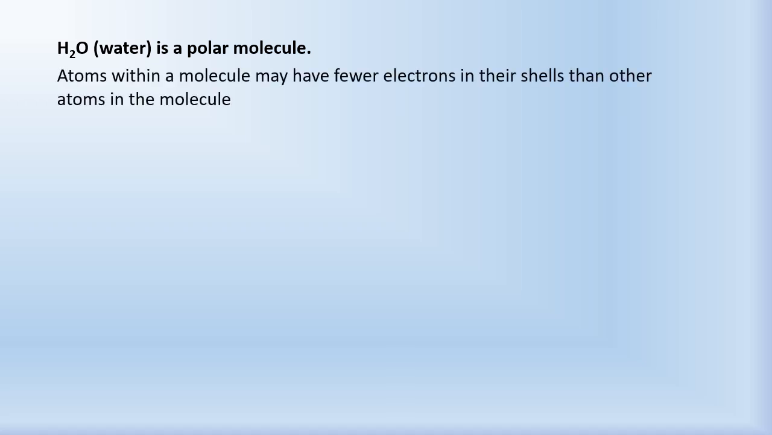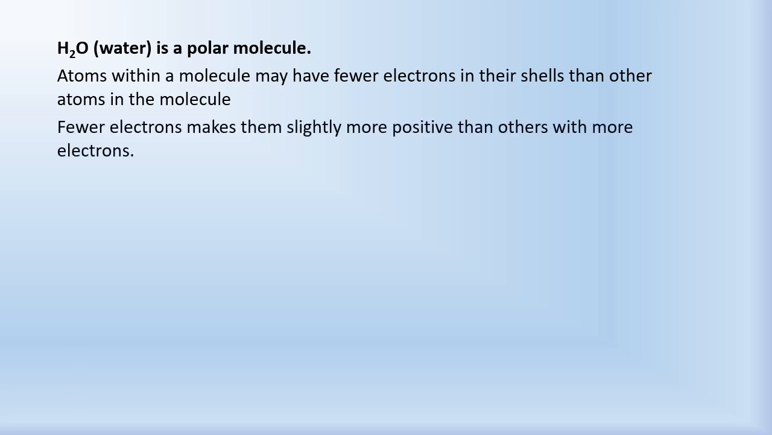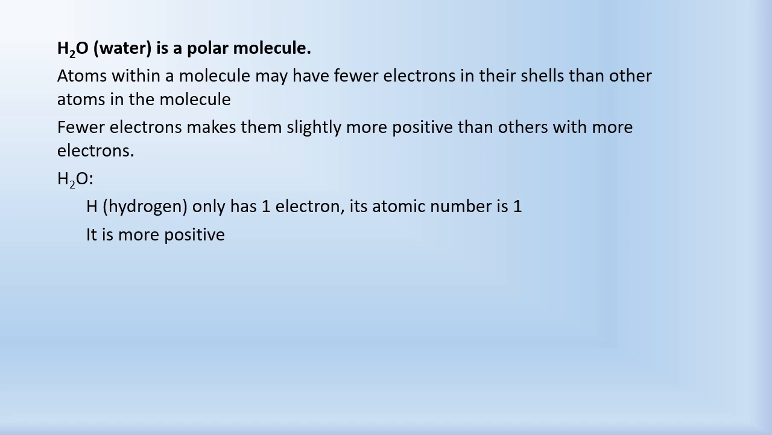Water is what's known as a polar molecule. Atoms within any molecule may have fewer electrons in their shells than other atoms within that same molecule. Fewer electrons makes them slightly more positive than others that have more electrons. So in terms of water, hydrogen only has 1 electron. Its atomic number is 1. Of course, the 1 refers to the protons, but as long as we're not talking about an ion, the electron number is the same as the proton number.